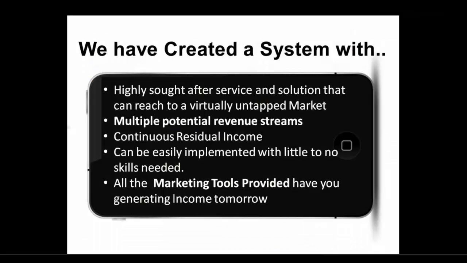Now let's talk about the web app, okay? You already know I love the rep management system. There is absolutely nothing out there like it. I'll tell you what a fella told me the other day. If you find it, call me and let me know because I want to try it out. We've created a system with a highly sought after service and solution that can reach a virtually untapped market. And now we've added a reputation management system and the Foursquare system, both a 5-pronged system. Our marketing platform is a 5-pronged system. Our reputation management system is a 5-pronged system.